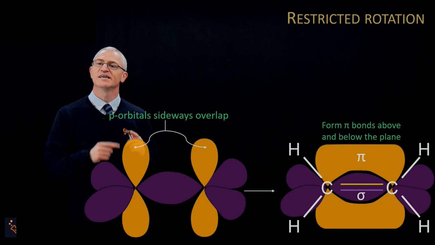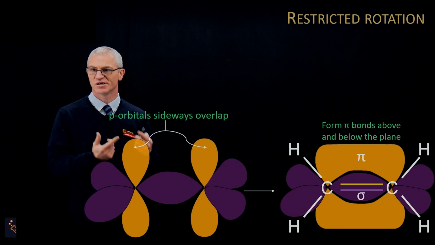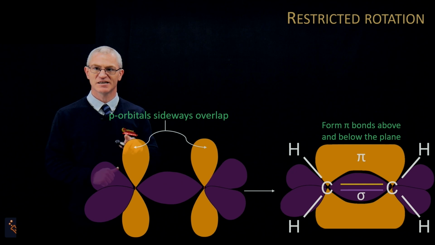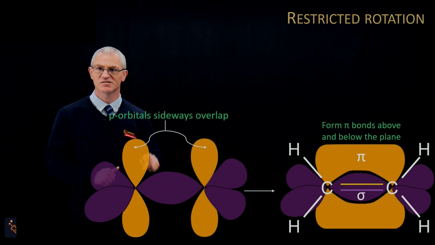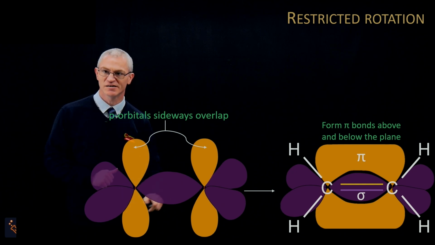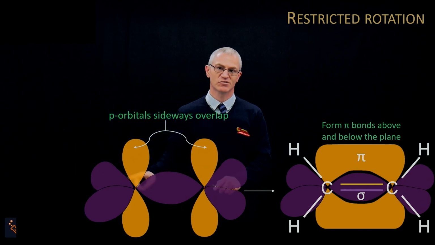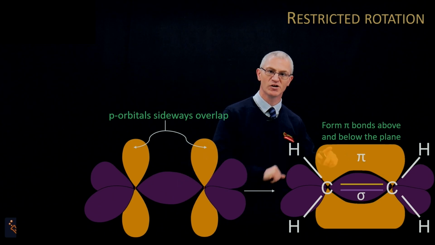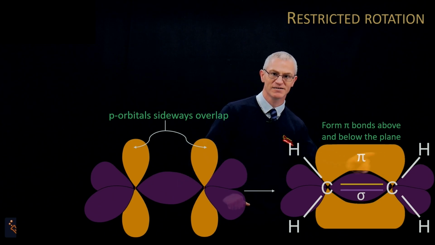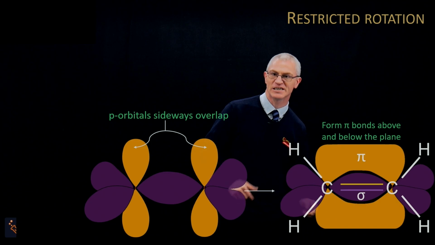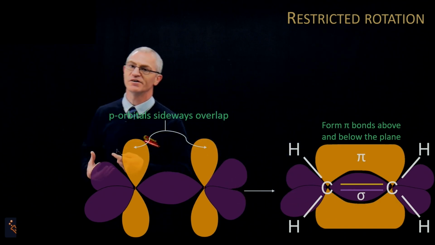Remember, an orbital is a probability of an electron being in a space. So basically, the electrons in this p orbital are somewhere in this lobe here and somewhere in this lobe here. Now, as we move into a pi bond, those electrons that are in those p orbitals are more likely to be found here or here. It's just changing the likelihood of where you're going to find those electrons.